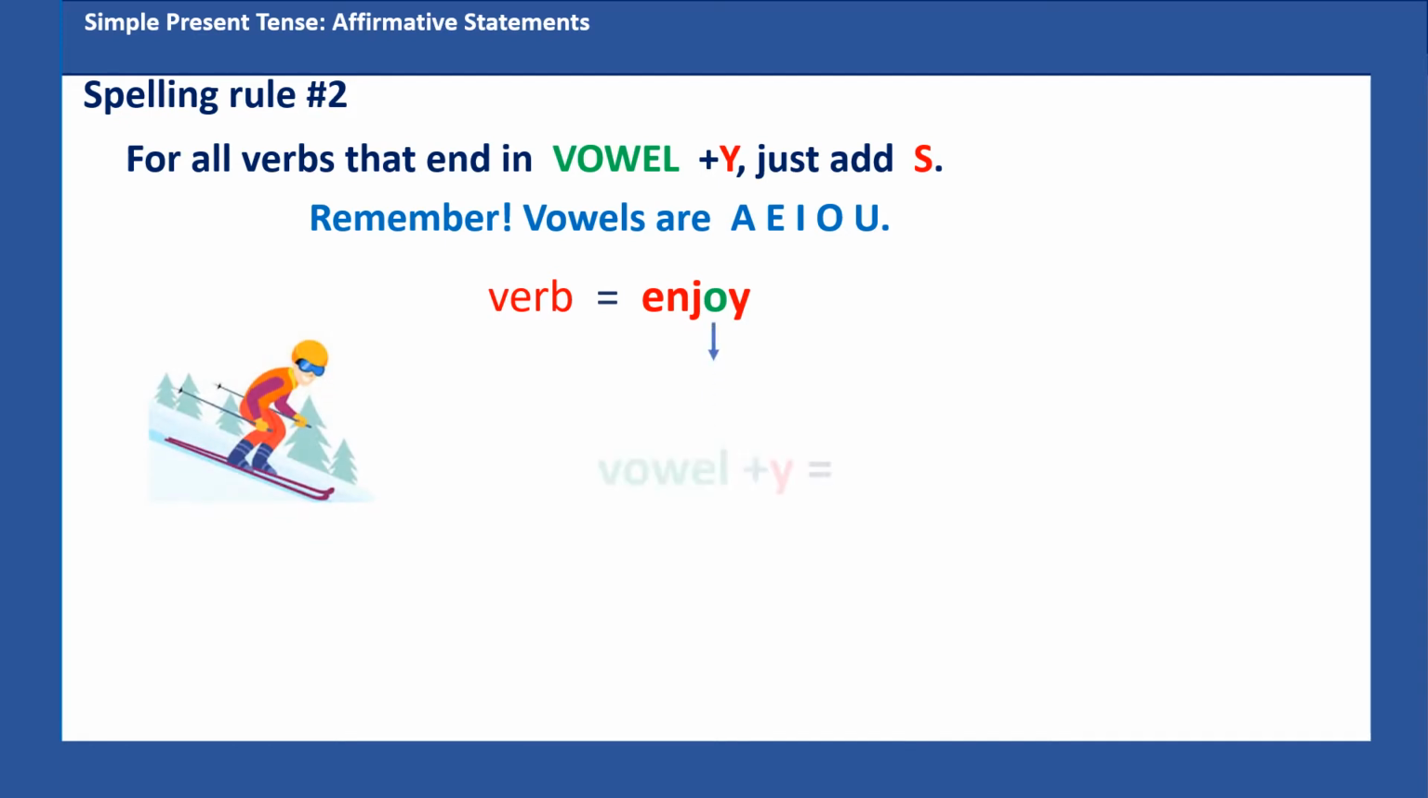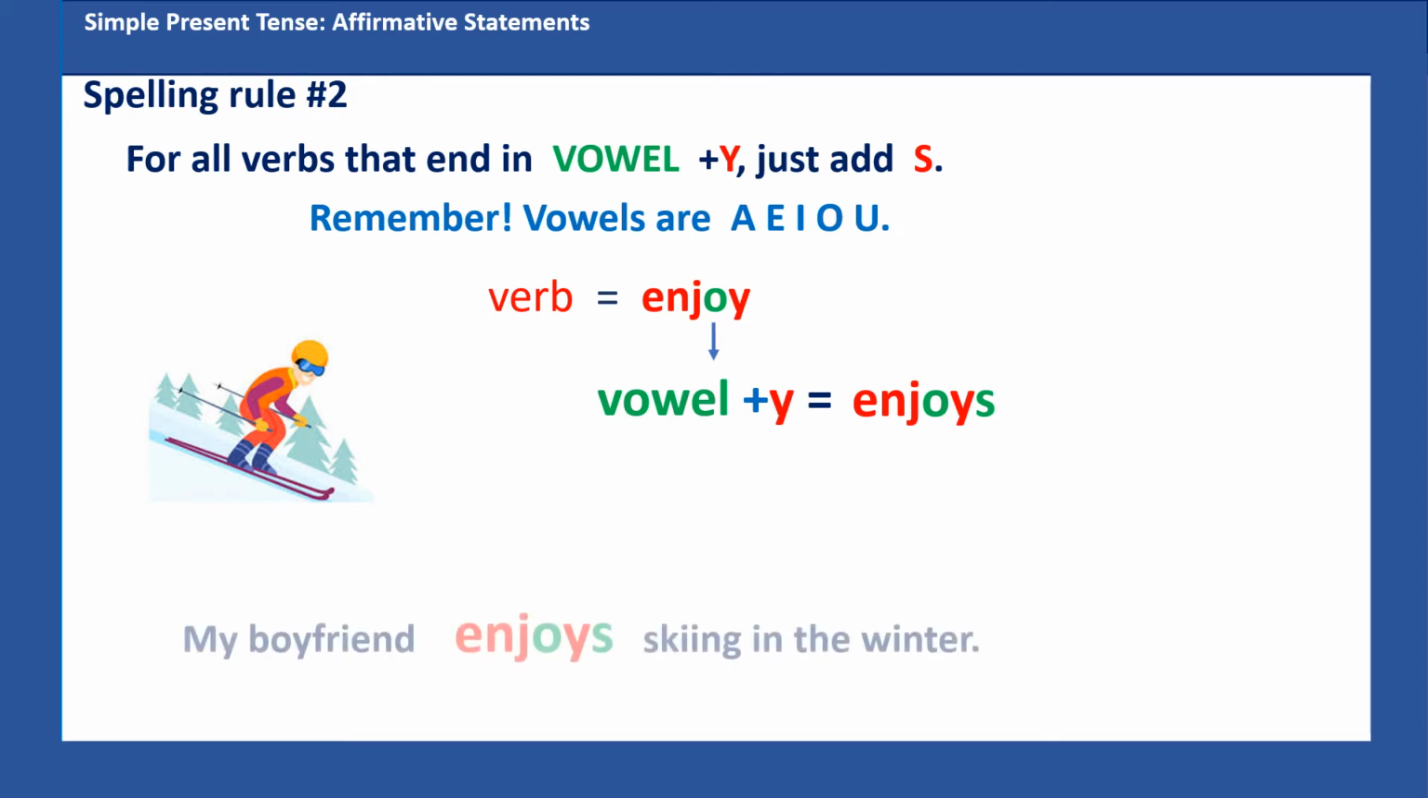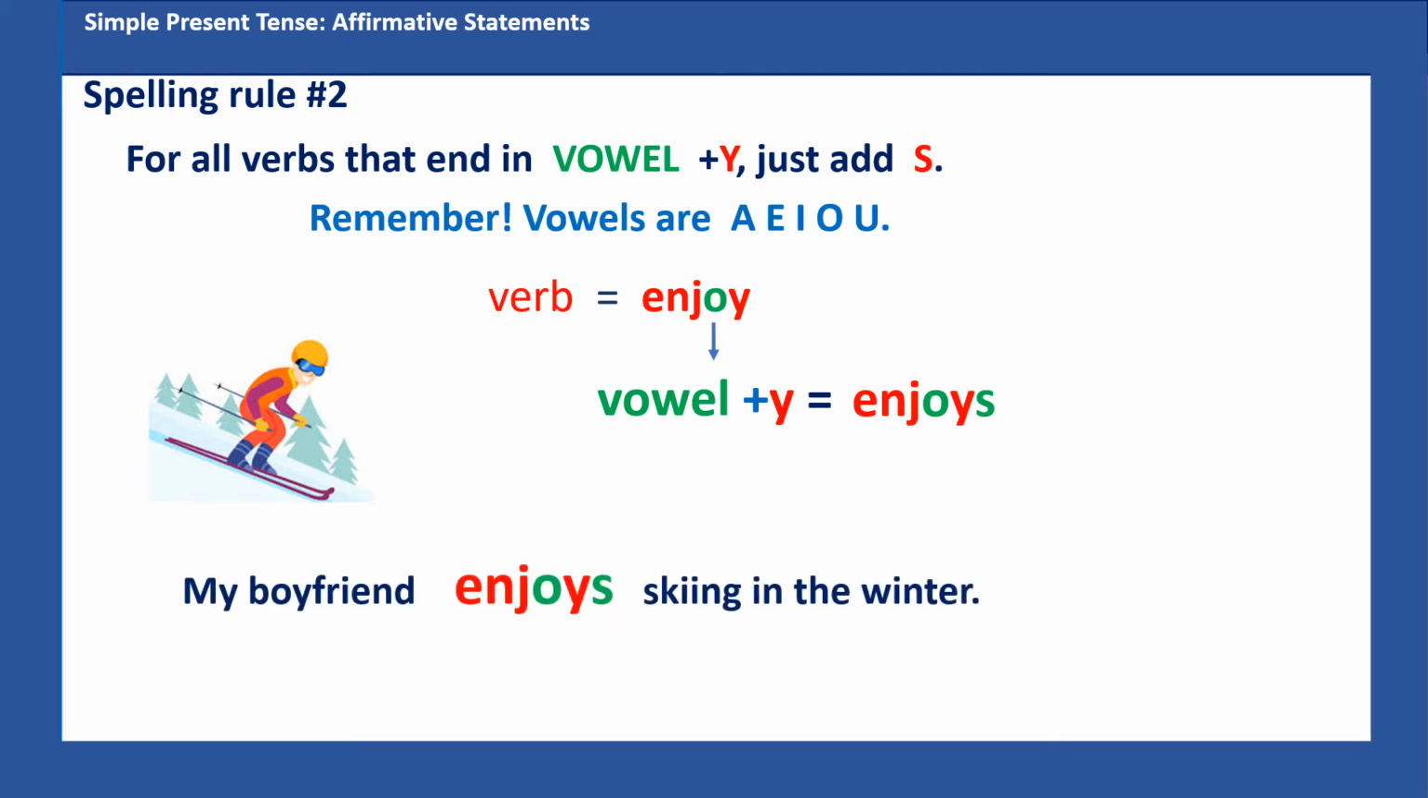Now, let's take a look at the verb enjoy. We have a vowel and a Y, so we just add an S. My boyfriend enjoys skiing in the winter. Why do we have an S? Because the subject is my boyfriend. And what is the subject pronoun for boyfriend? He.